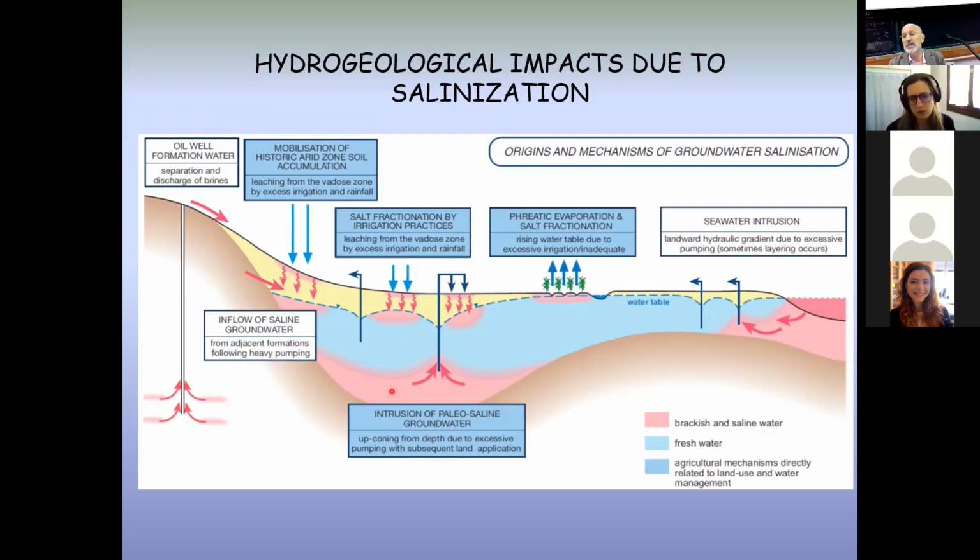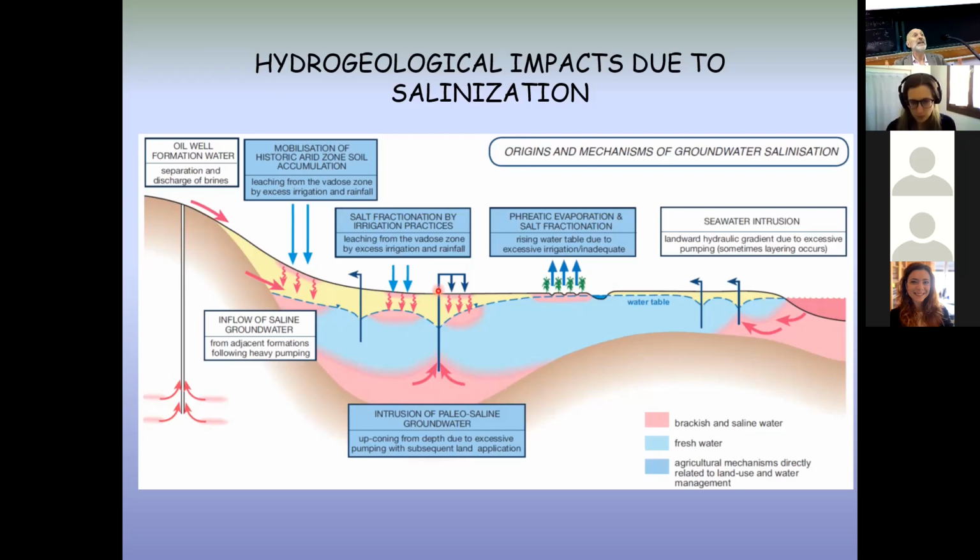processes, because they were deposited in the past when the Emilia-Romagna Plain was a marine gulf, and so the water trapped in the sediments was marine water, was very salty, and also because when the water stays for a long time inside the sediments, the water is going to become very salty.